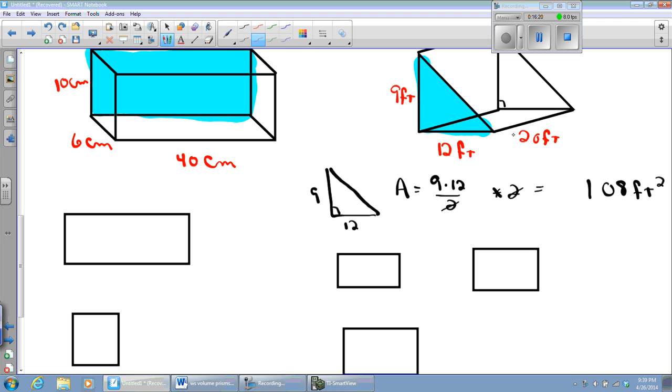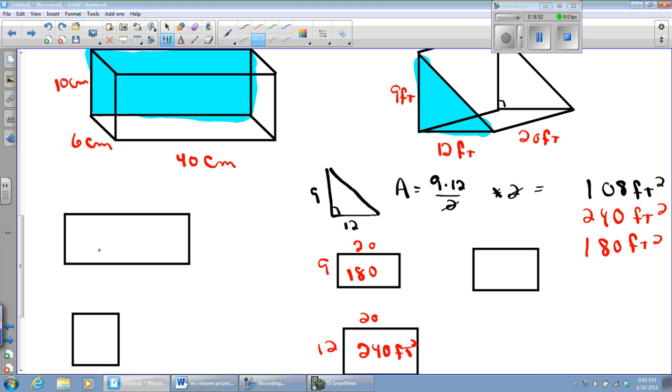It looks like one of them is going to be 20 by 12. So 20 by 12, and the area of that will be 240 feet squared. Okay, so I'll write a 240 over here. Another one appears to be 20 by 9. 9 by 20, which is 180 feet squared.